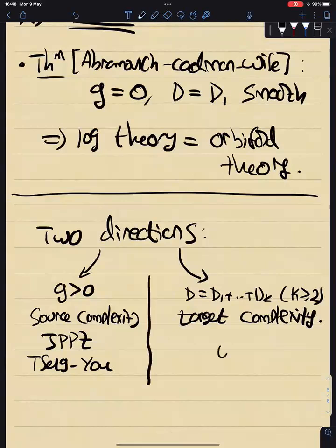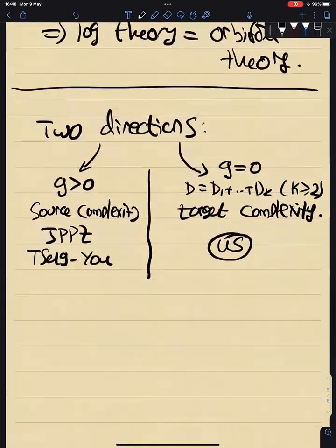We're going to focus on the right-hand side. So I'm going to work always in genus 0, but I'm going to assume that my divisor is not smooth. The thinking being, and I hope to convince you by the end, that there's quite a lot that happens on the right-hand side already in genus 0. So it's sensible to do this before trying to recombine them later on.